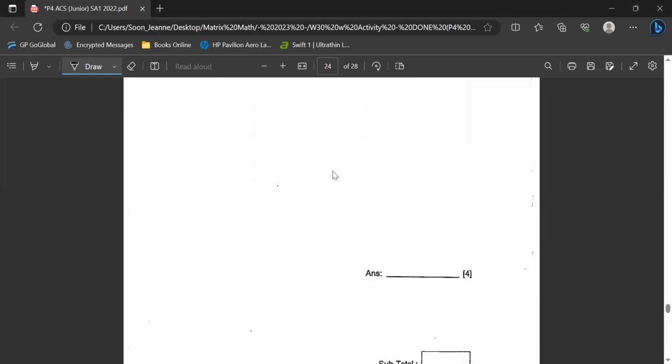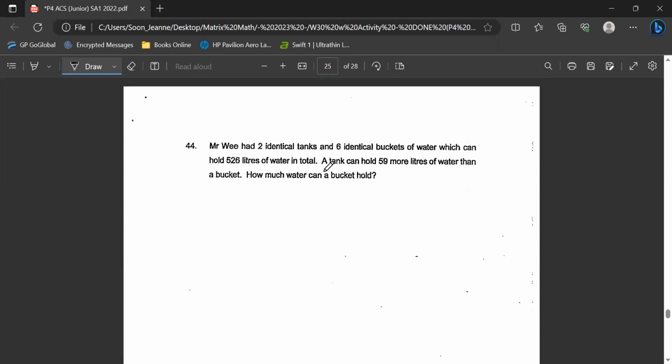So you just fill up here, 156. Okay. Question number 44. Mr. Wee had 2 identical tanks and 6 identical buckets of water, which can hold 526 liters of water in total. A tank can hold 59 more liters of water than a bucket. How much water can a bucket hold?